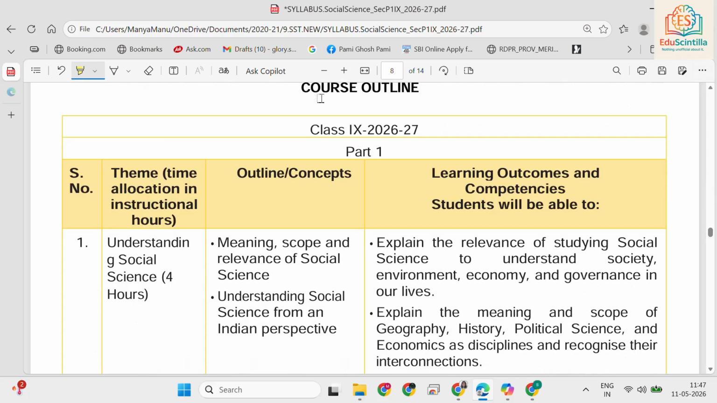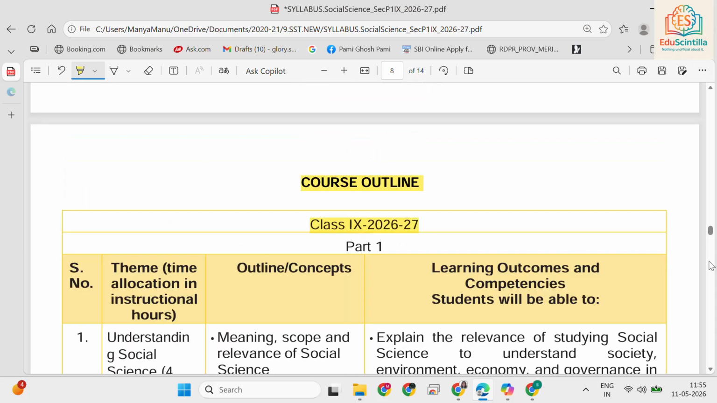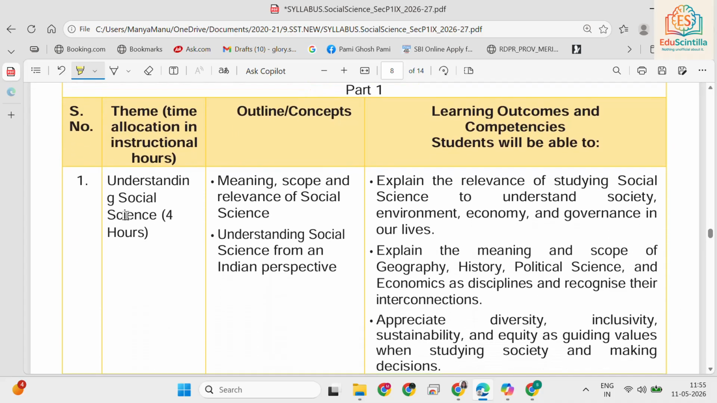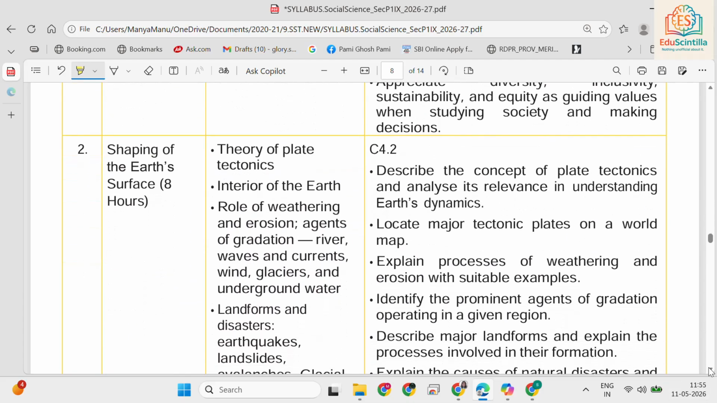There are 9 themes in Part 1 and 7 themes in Part 2. So, the themes in Part 1 and the time allocation have been given here. Theme 1, understanding social science. The concepts we are going to cover in this are the meaning, scope, and relevance of social science, and understanding social science from an Indian perspective. Then, theme 2, shaping of the Earth's surface.